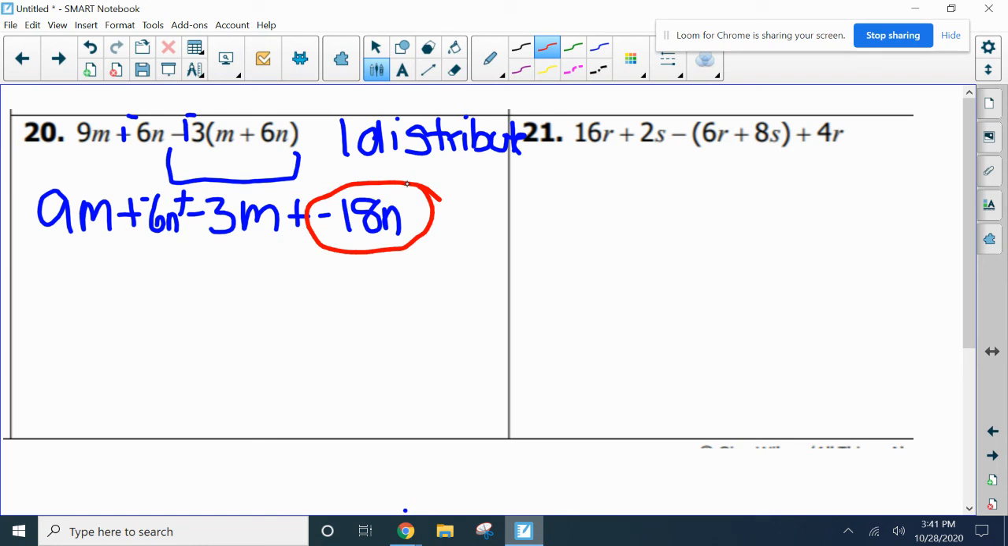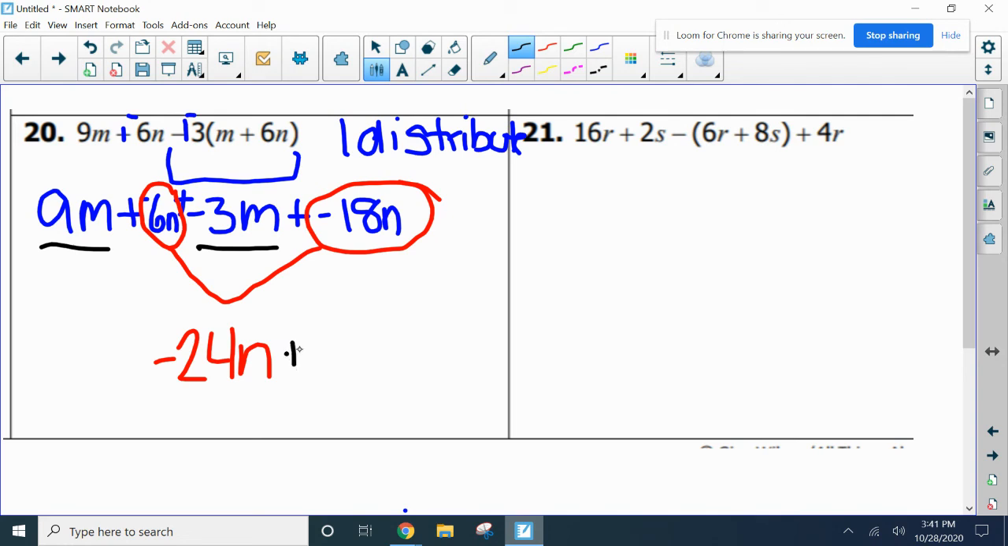So I have negative 18n and negative 6n. Two negatives make a bigger negative. So 18 and 6 is going to give me negative 24n. And then I'm going to go ahead and do the same with my m's. 9 minus 3, because positive and negative, subtract, keep the bigger sign. 9 minus 3 is positive 6, because 9 minus 3 is 6, and positive 9 is bigger.